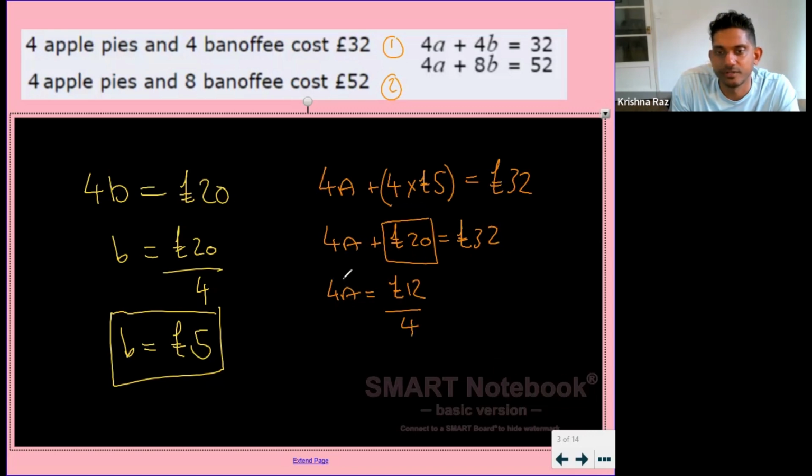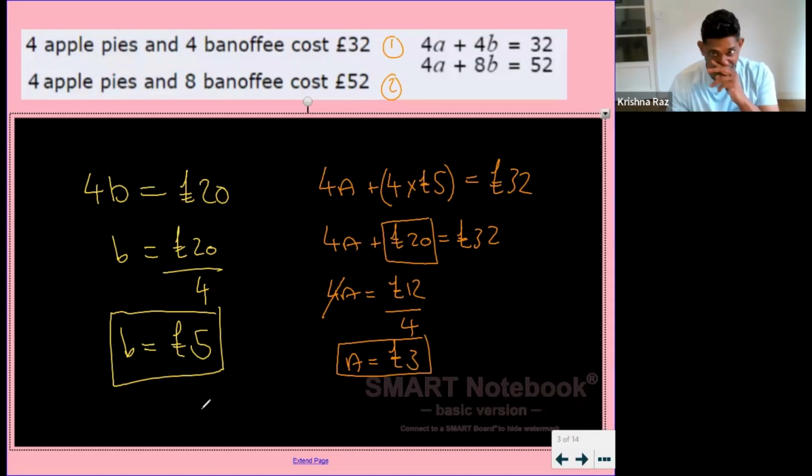They must have cost £3 each. So we found the value. So we've solved these 2 equations at the same time, hence simultaneously, to find out the value of a banoffee pie being £5 and an apple pie being £3. So let's do one more. Practice makes permanent and all of that.